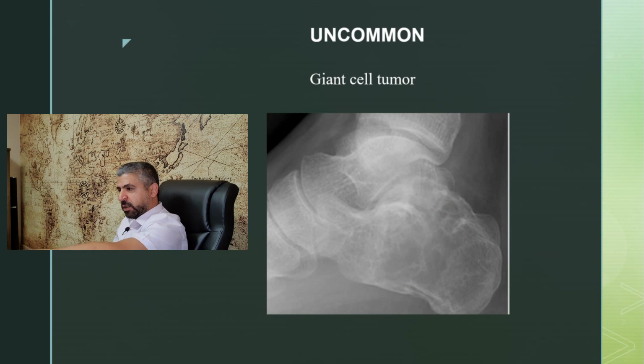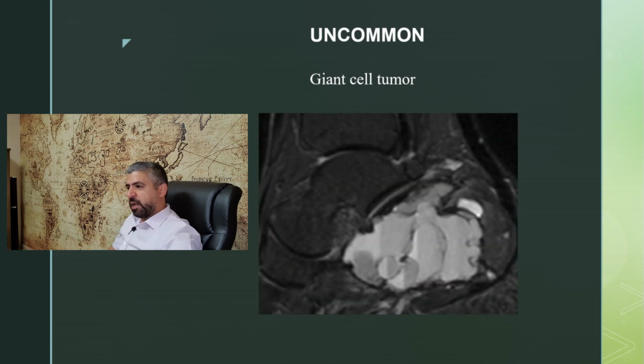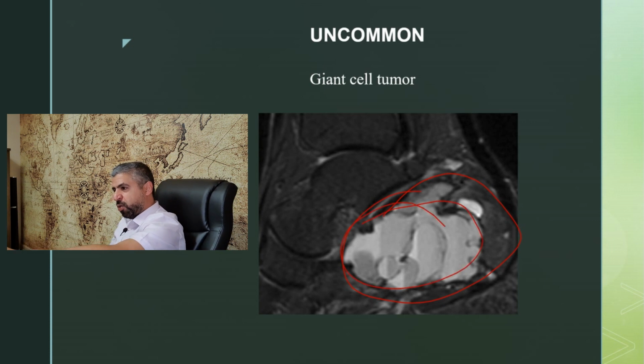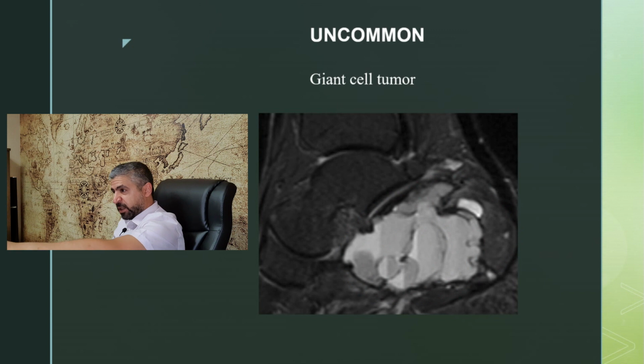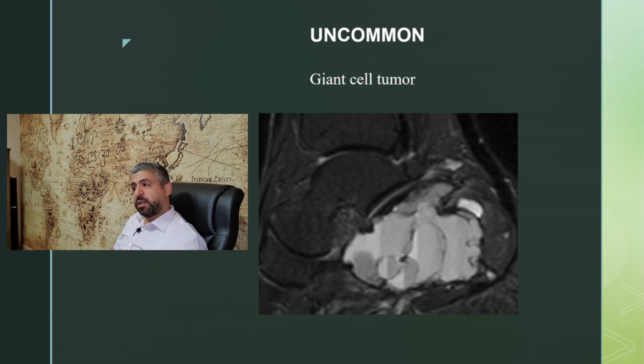bubbly appearance on the X-ray, and on the MRI you can see in this case it's a giant cell tumor that developed an aneurysmal bone cyst within it, and you can see the multiple fluid or blood fluid levels inside. So whenever we see giant cell tumor, we should be careful that an aneurysmal bone cyst can develop within a giant cell tumor.